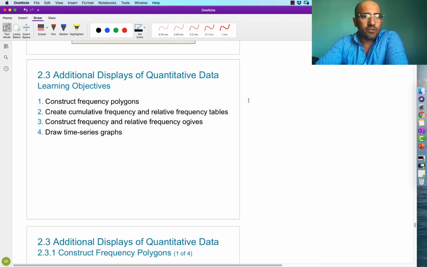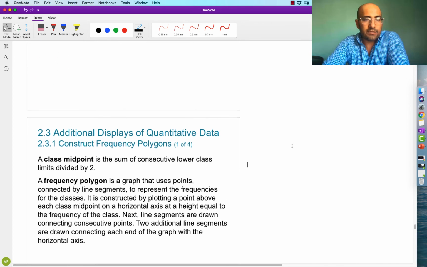Okay, the last section in this chapter is going to be 2.3. In this section, we're going to look at constructing frequency polygons. So what is a frequency polygon and how to construct one. I want to create cumulative frequency and relative frequency tables, and we're going to construct frequency and relative frequency ogives, and also look at time series graphs. Okay, so this is a pretty easy section.